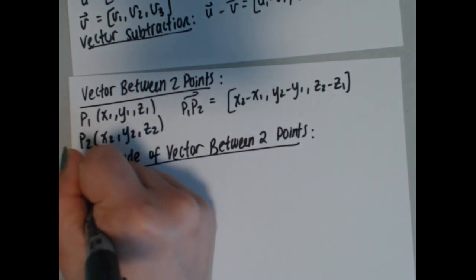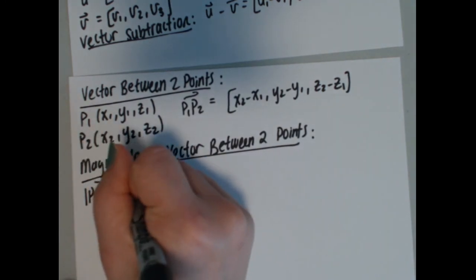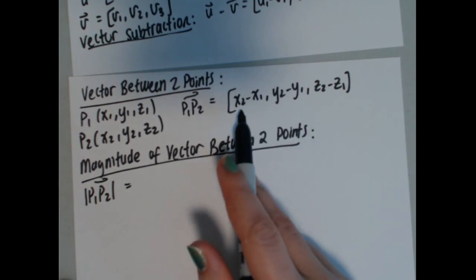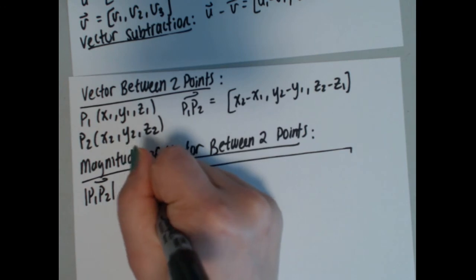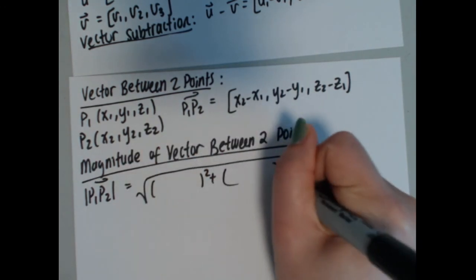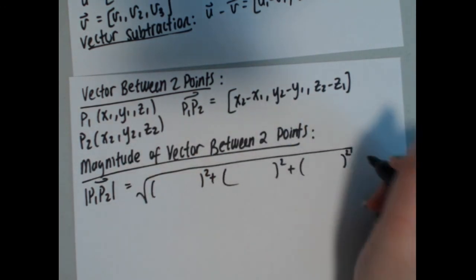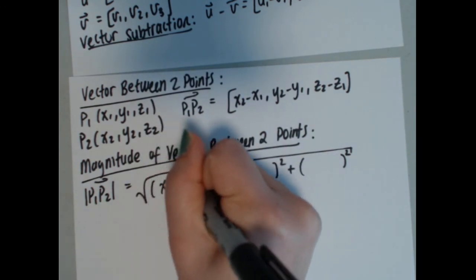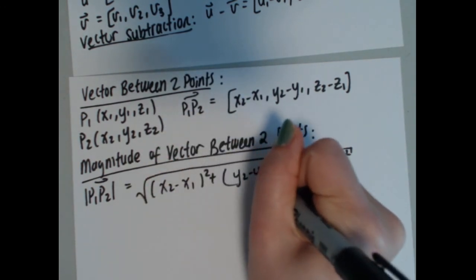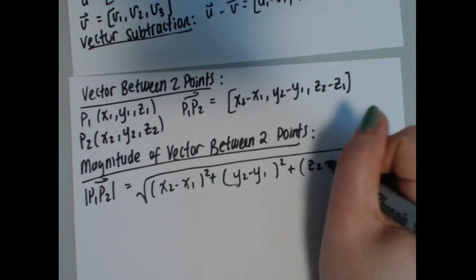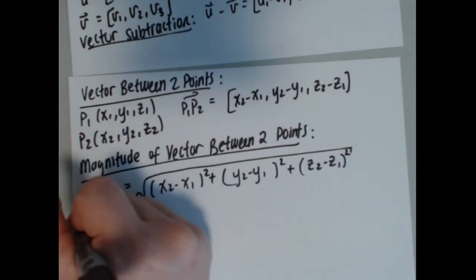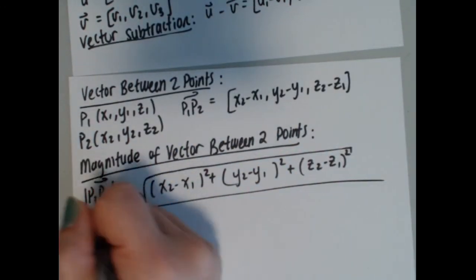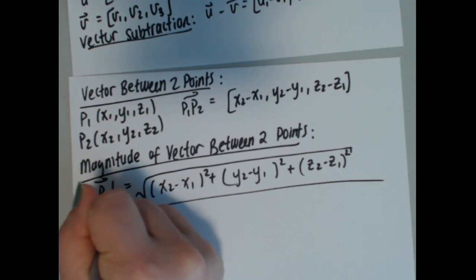Okay, so the magnitude of this vector, the magnitude of P1P2, we just take the sum of the squares of each dimension, and we square root the total. So the square root of the sum of the squares of each dimension. So x is x2 minus x1, y is y2 minus y1, and z is z2 minus z1. That should look like the distance formula, except now we're applying it to 3 dimensions. Okay, let's move on to an example.